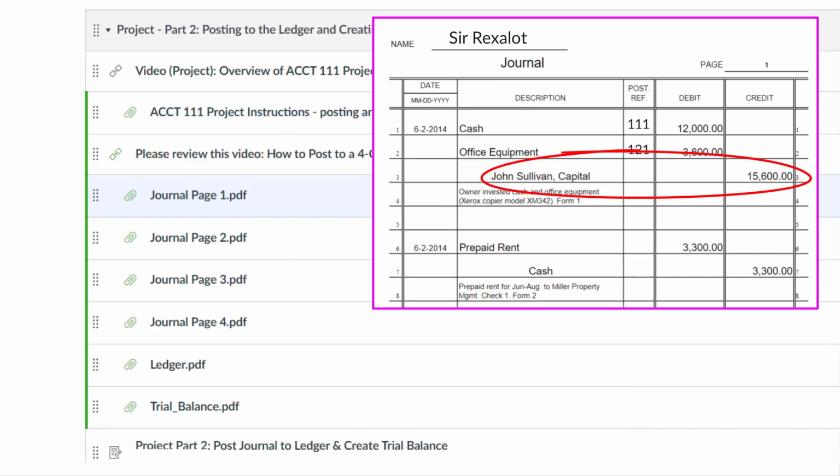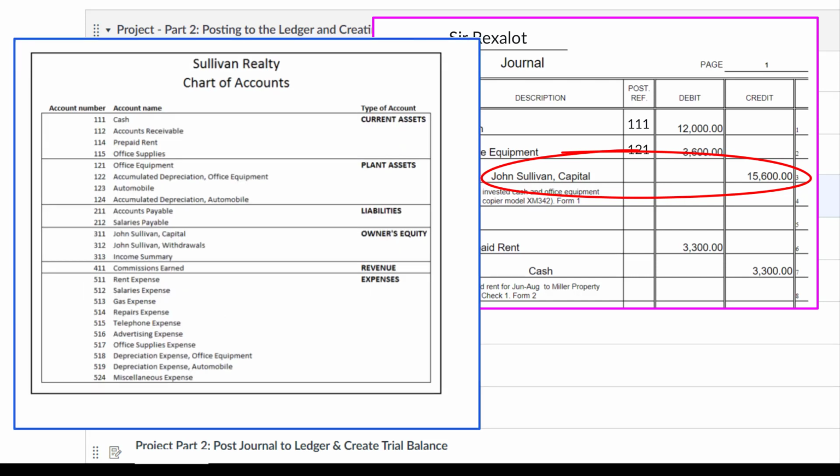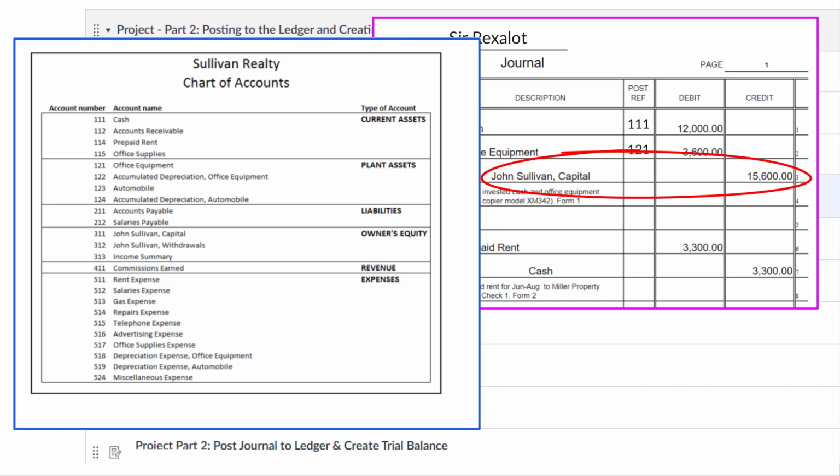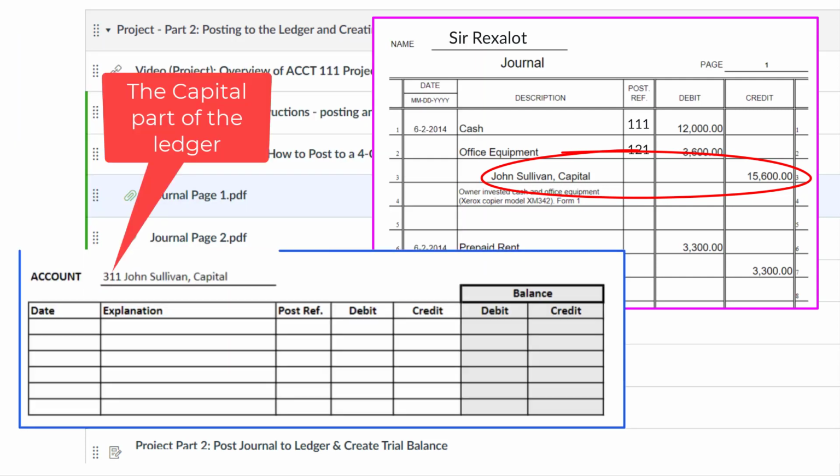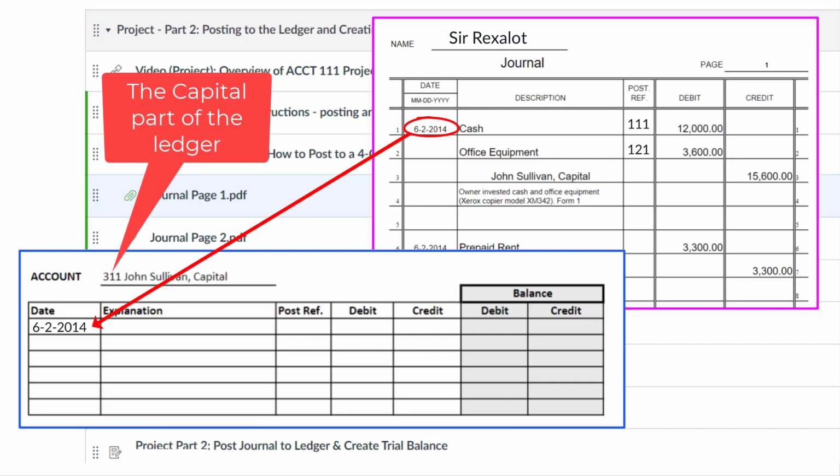Now we move on to capital. Capital is a $15,600 credit. So we need to find capital in the ledger, and looking at the chart of accounts might help us find it faster. And looking at my chart of accounts here, I see that the capital account is about halfway through the journal. It's account number 311. So here's account 311. So I'm going to write the date, 6/2/2014.